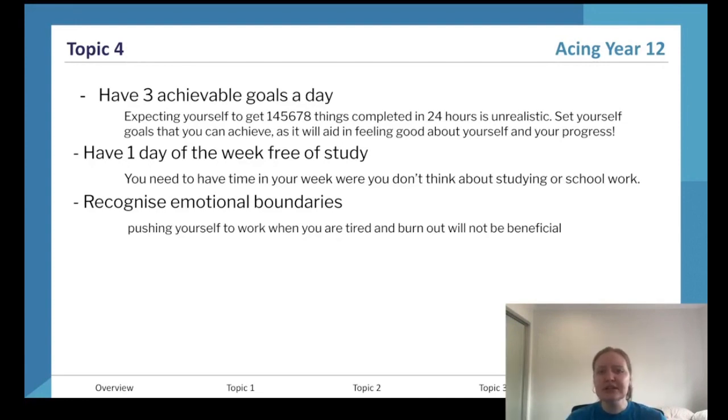It is also really important that you set yourselves solid emotional boundaries. Pushing yourself when you are tired and burnt out will not be beneficial. It will only cause your burnout and tiredness to increase later on. And you don't want to be experiencing one of those breakdowns right before your big exams. So it's really important you're being intentional about resting and about balancing your life of school with other social commitments and spending time with your family and all of those good things.